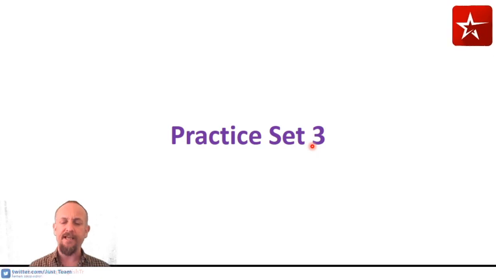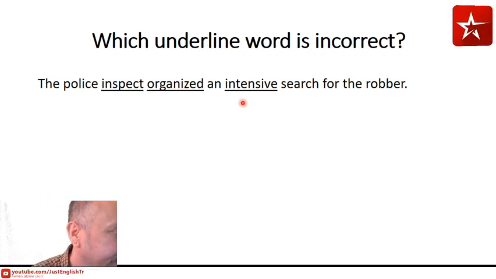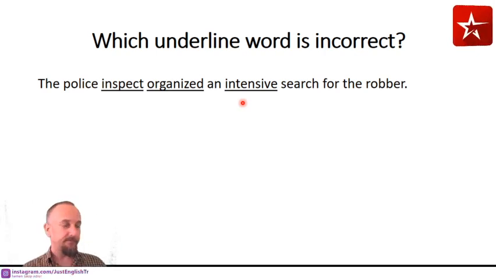Instead of giving you options A, B, C, and D, I'm going to give you a sentence just like this. And 3 parts of this sentence are underlined. In this example, we have inspect, organized, and intensive. What I want you to do is to tell me which part is incorrect. Is this incorrect, or is this incorrect, or is this incorrect? I'll give you a couple of seconds to think about that. I'm going to look at the chat because it's very active. If I don't look just for 1 second, boom, messages.